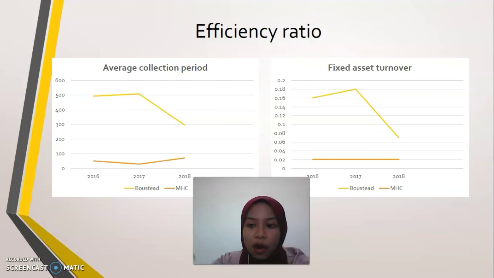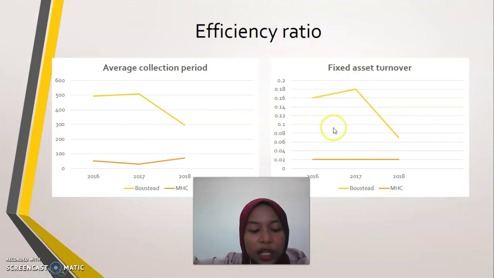So for the fixed asset turnover, this ratio shows how much portion of sales is generated from fixed asset investment. Generally, the higher the value, the more effective the company's investment in fixed assets. So for Boston, here, this is Boston. The ratio in 2017 is higher than the ratio in 2016.